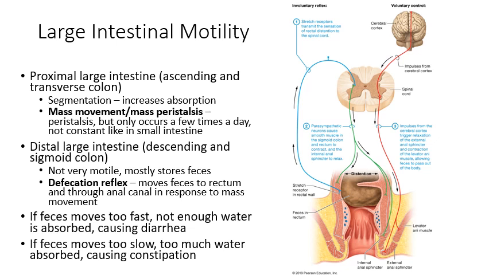Then also every time you have a mass peristalsis movement in the proximal large intestine, you're going to have a defecation reflex in response in the distal large intestine. The defecation reflex is moving the feces out of the distal large intestine, first to the rectum and then through the anal canal and out of the body to be excreted.